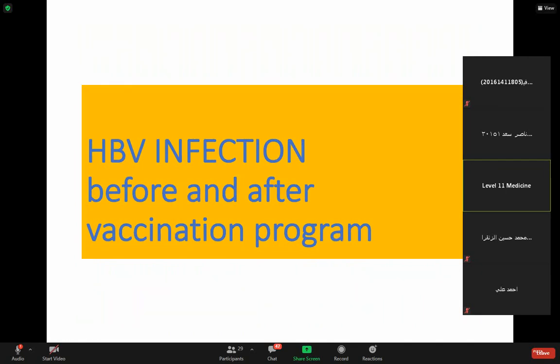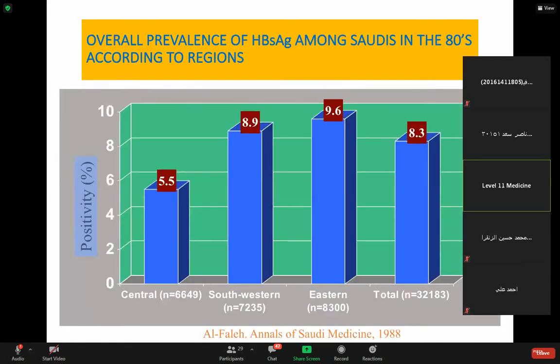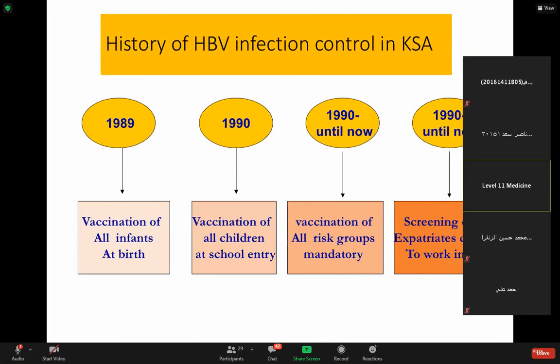So this is one of the biggest achievements for the Ministry of Health and the health system in Saudi Arabia, as you can see, okay? So in 1988, this is to tell you about the prevalence of hepatitis B surface antigen, okay? Surface antigen means they are actually carriers of the infection. So you can see the positivity was at least 5%, at least, but it can be up to 10%. This is in 1988, okay?